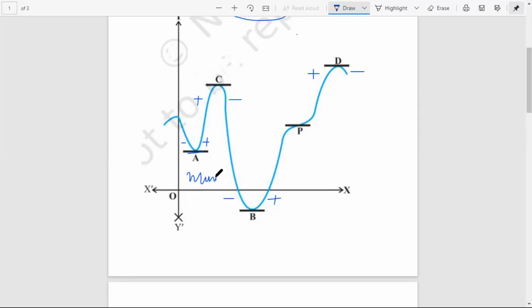It's minima. Okay. What about point C? Maximum. Very good. Amazing. Point B? Minimum. That's local minima. No doubt.